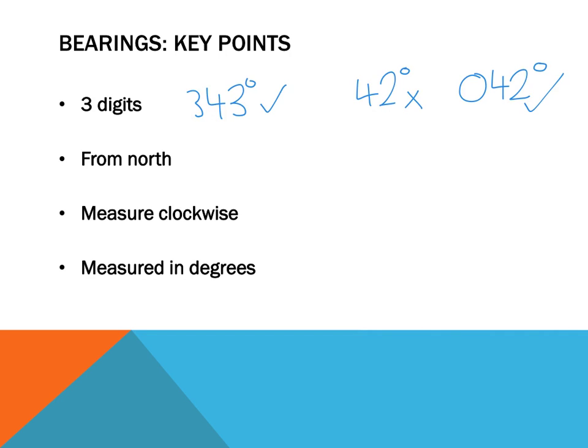We always measure from north, so any time you've got a point that you're measuring from, you'll draw on a north line vertically upwards. From here, you'll measure round clockwise, so it's in this direction, and as you can see from the ones I've put above, you must put degrees on your measurements.